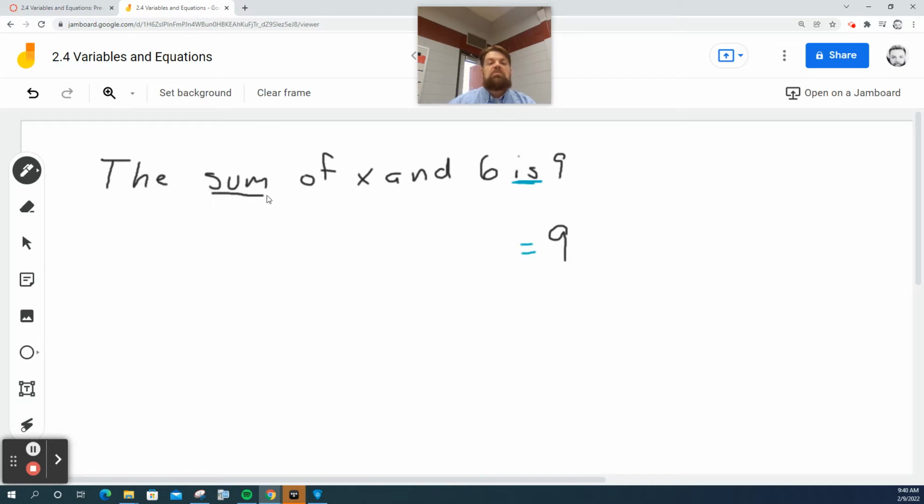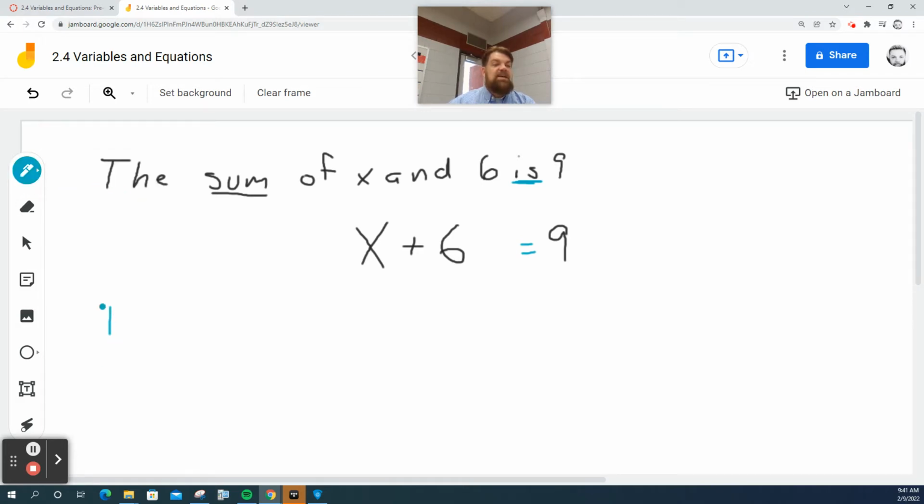Now this one's pretty easy. What does sum usually mean? Add. Now you would say to yourself, or maybe you don't think about this, it says x and 6. Generally, we write the numbers in the order that they tell us. So this would be x plus 6. Okay? Let's do another one.